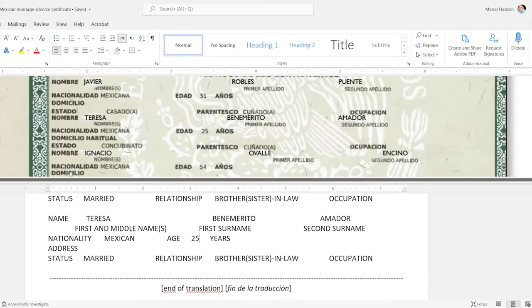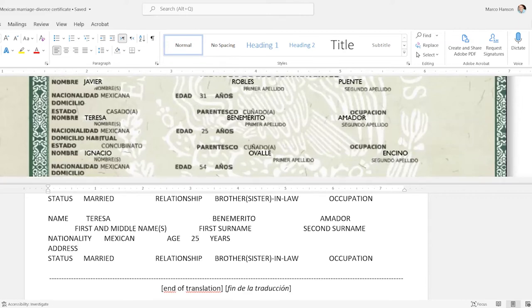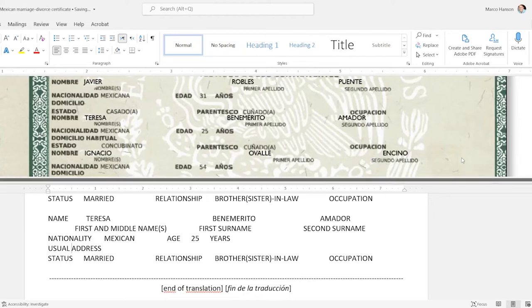But he's not just copying, pasting, changing fast. And this is kind of interesting. We have domicilio for witness one and then domicilio habitual for witness two. Why? I have no idea.